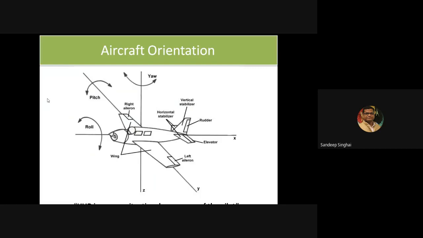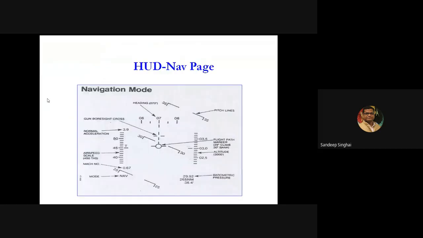by the ailerons. The role of the HUD is to improve situational awareness of the pilot, and I will detail how it does that. This is a typical navigation page of a head-up display. It shows the pilot acceleration, airspeed, and Mach number, which, as you might know, is the ratio of the speed of the vehicle to the speed of sound. Then you have the flight path marker, a circle with wings which represents the aircraft. You have pressure readings, altitude readings, pitch lines, heading, and all those.